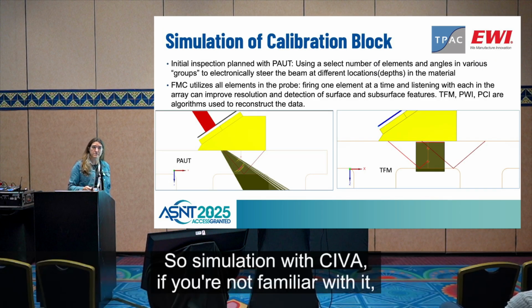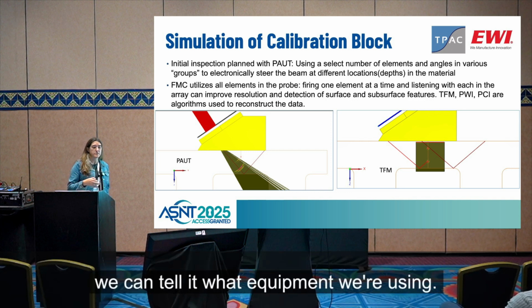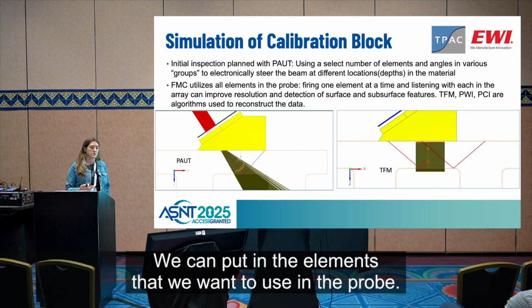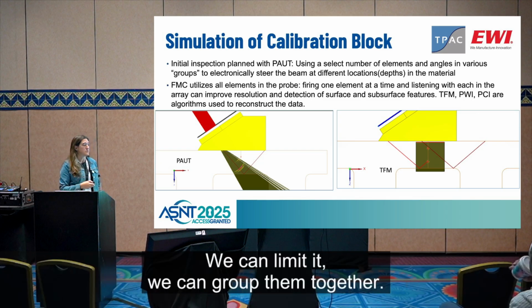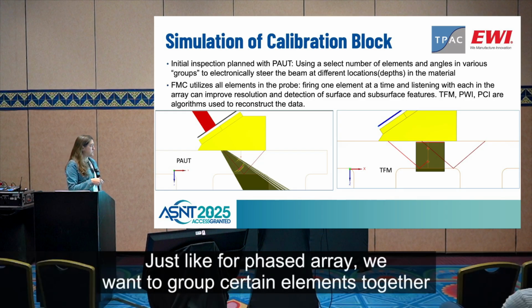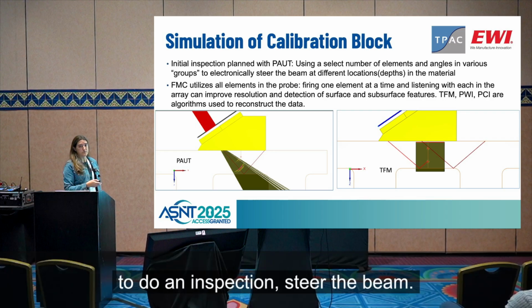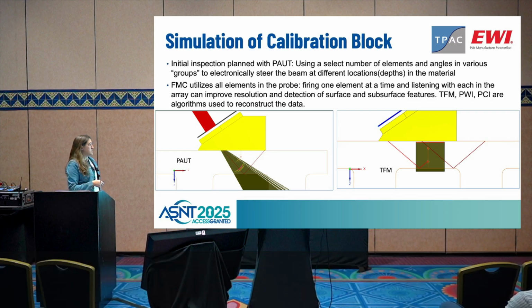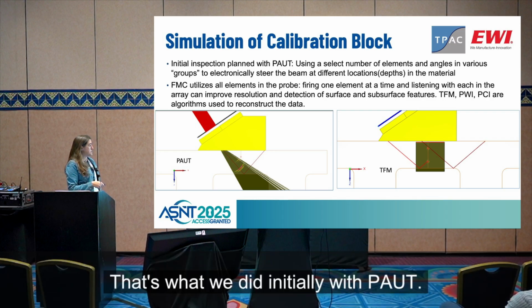So simulation with CIVA, if you're not familiar with it, we can tell it what equipment we're using. We can put in the elements that we want to use in the probe. We can limit it. We can group them together, just like for phased array. We want to group certain elements together to do an inspection, steer the beam. That's what we did initially with PAUT.